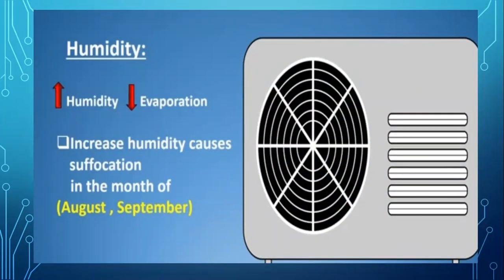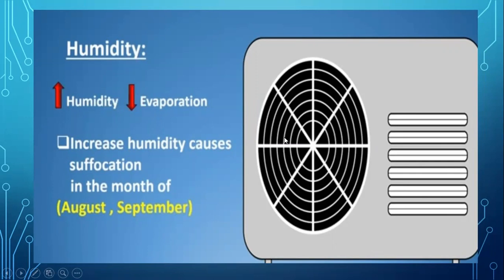Humidity. What is humidity? Saturation of our air with water vapors is called humidity. Our atmosphere can hold water vapors only up to a limit. If that humidity is high, then evaporation is slow. That is, evaporation and humidity are in inverse relation.